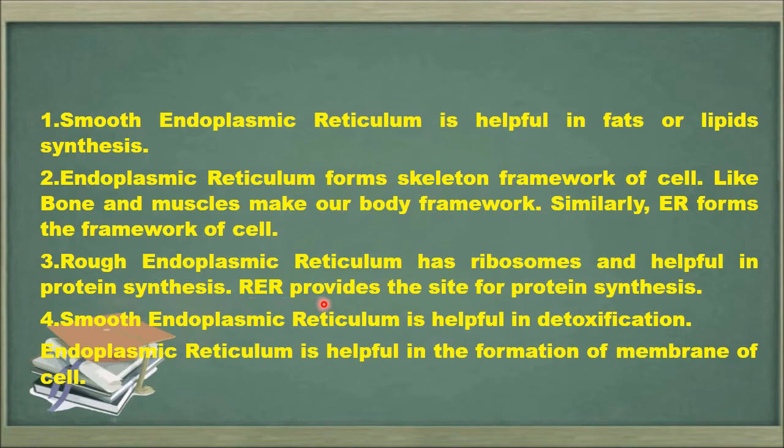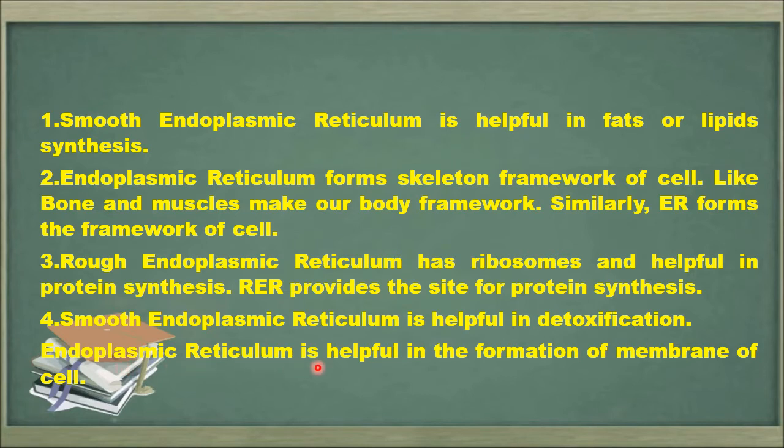Rough endoplasmic reticulum has ribosomes and is helpful in protein synthesis. Rough endoplasmic reticulum provides the site for protein synthesis. As it has lots of ribosomes attached to it, it provides a space for protein synthesis. As I told, endoplasmic reticulum is highly folded, so increasing the surface area, providing ribosomes a lot of space for protein synthesis. Smooth endoplasmic reticulum is helpful in detoxification, means changing the toxic waste into a non-toxic form.